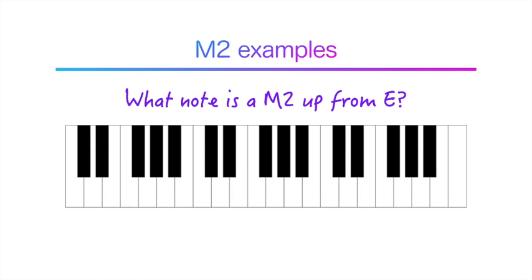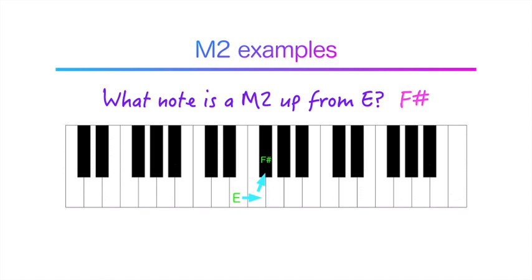What note is a major second up from E? Two half steps, so it takes you to F sharp. And again, you want to use F sharp, not G flat, because G flat would be going E, F, G. That's three steps, and we only want to go two steps in the alphabet, right?